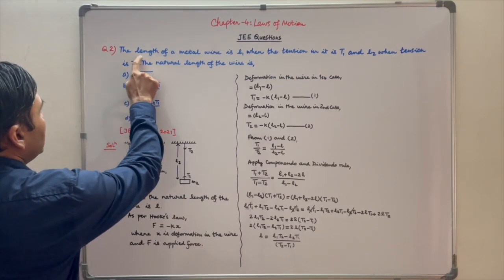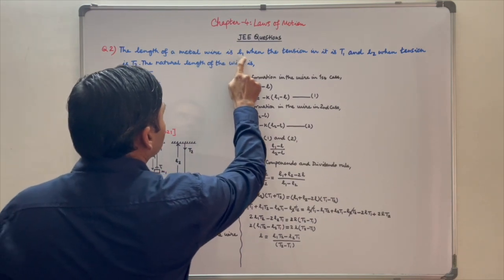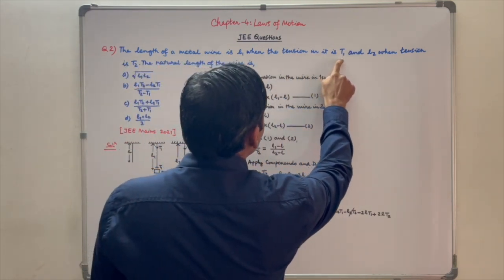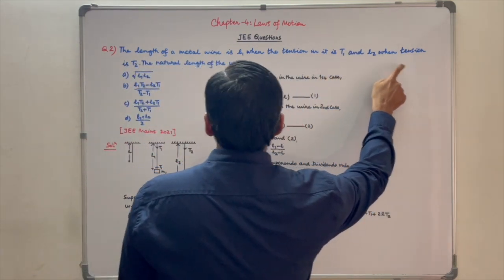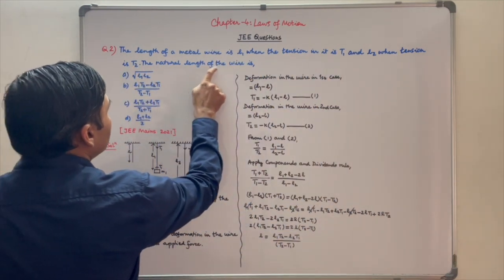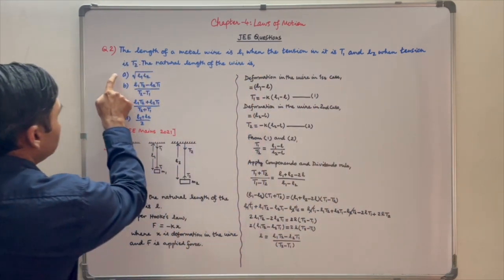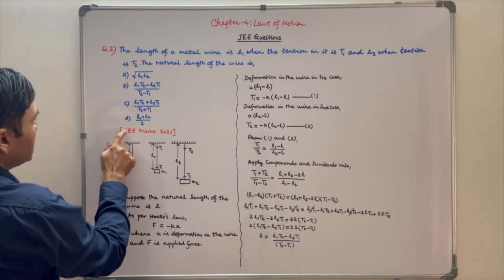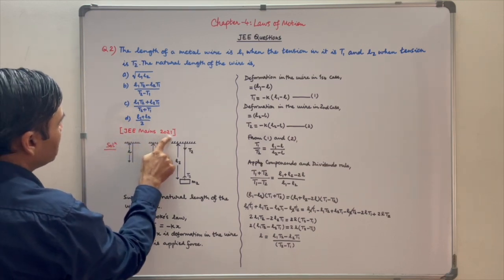Second question, the length of a metal wire is L1 when the tension in it is T1 and L2 when the tension is T2. The natural length of the wire is. These are the options given. This question appeared in JEE Mains 2021.